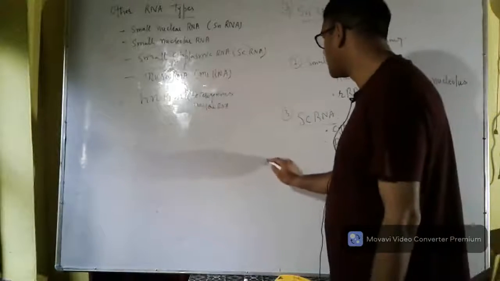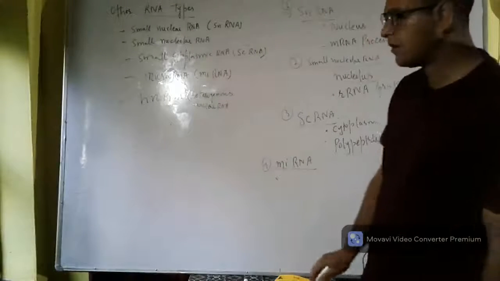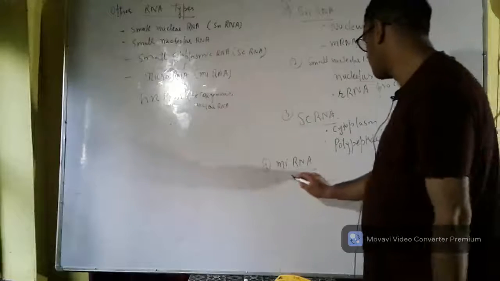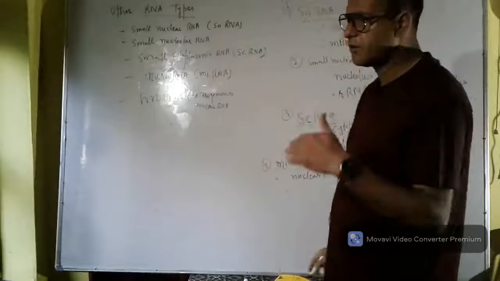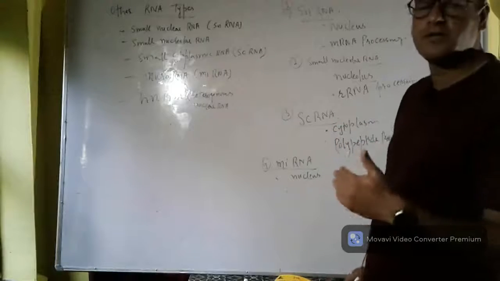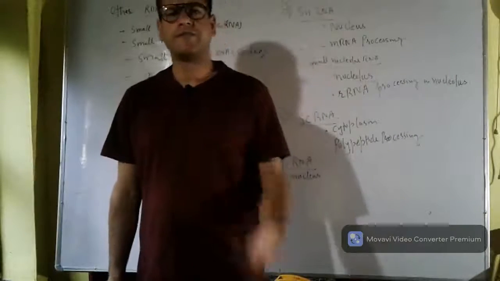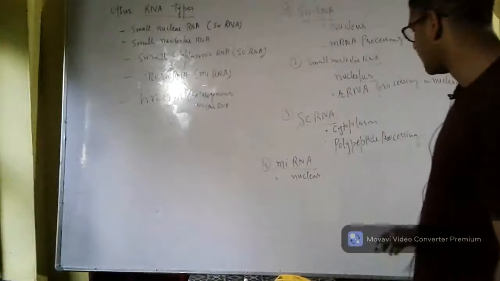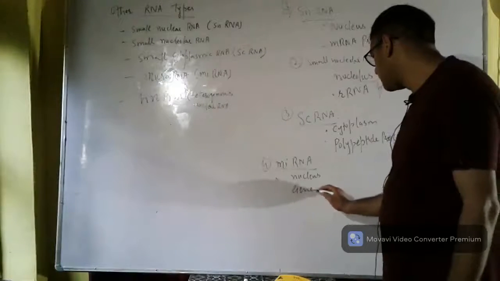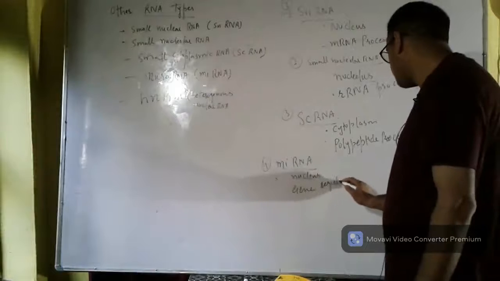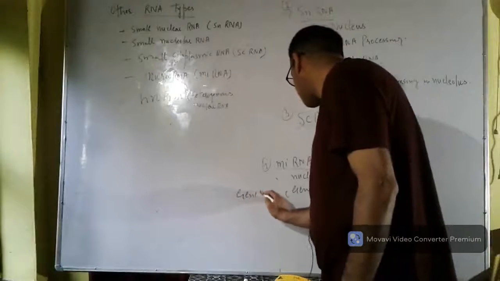Then we have got another one, that is called microRNA. These microRNAs are present in the nucleus. They regulate gene expression. They have a role in gene regulation and gene expression during development, differentiation, and programmed cell death. That means these microRNAs are involved in gene regulation and gene expression.